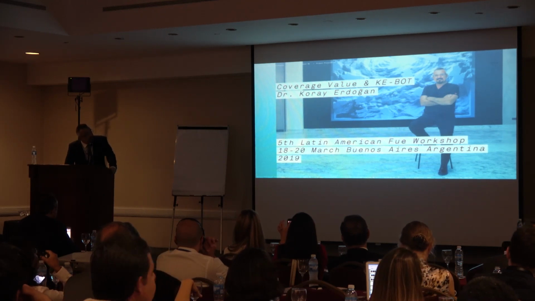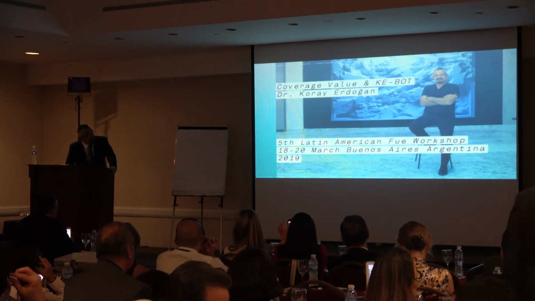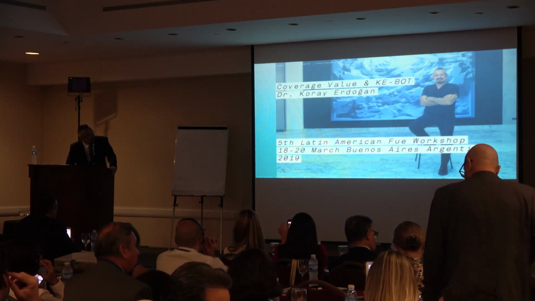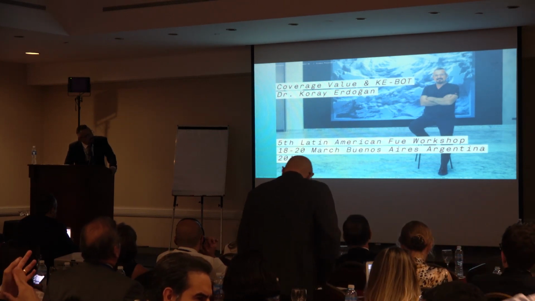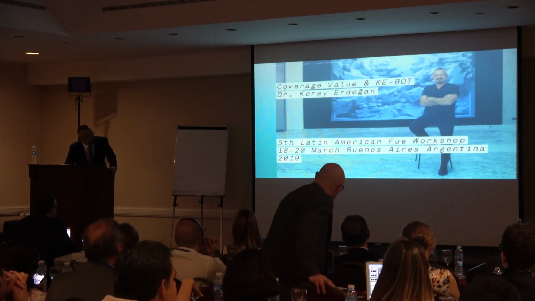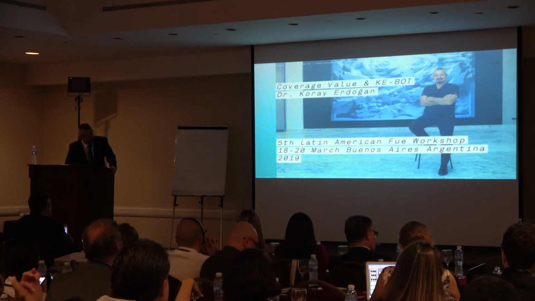I want to talk about two topics, so I combine them here: coverage value and keyboard. Coverage value is a mathematical system for coverage, and keyboard is a robotic system for scanning donor and recipient areas.